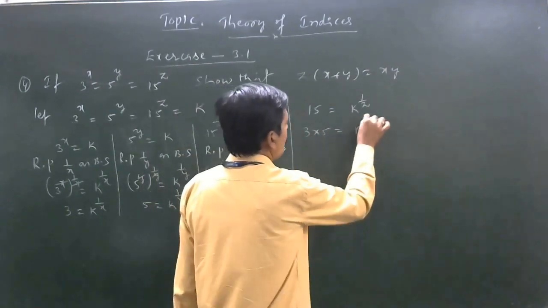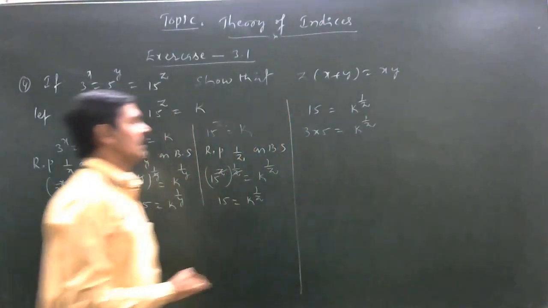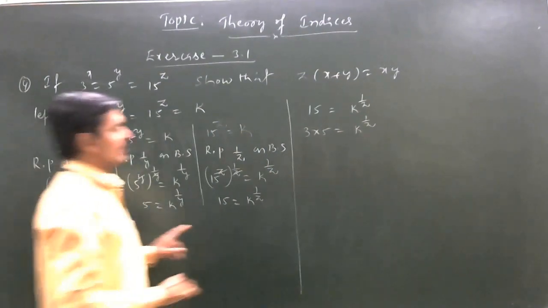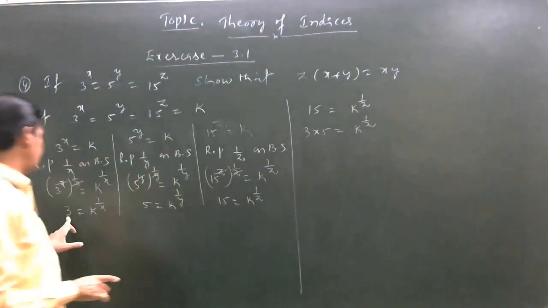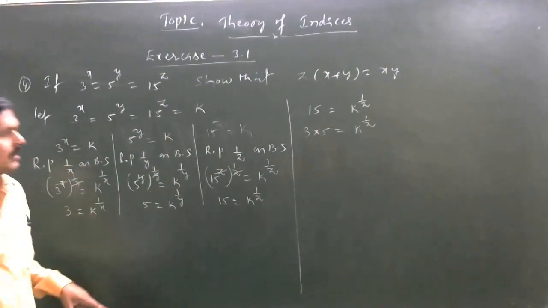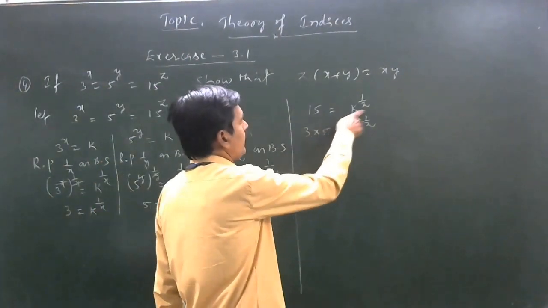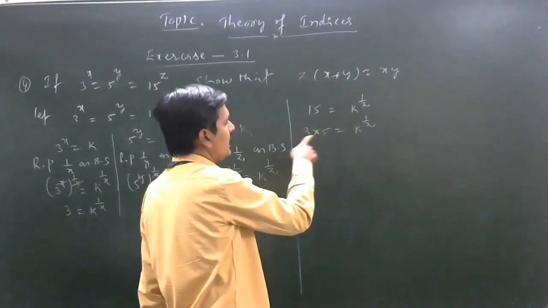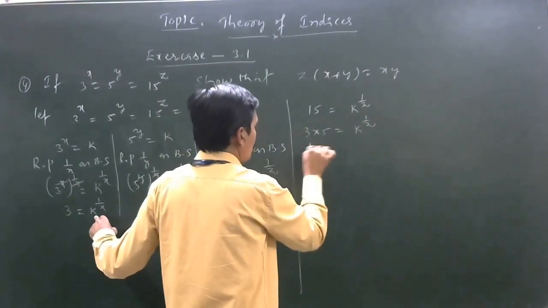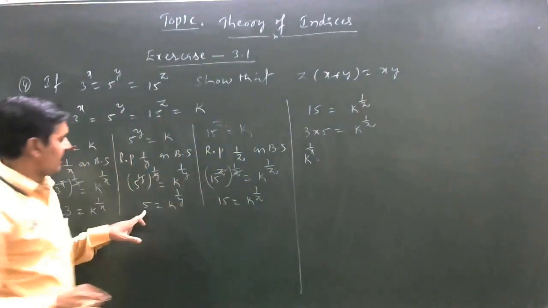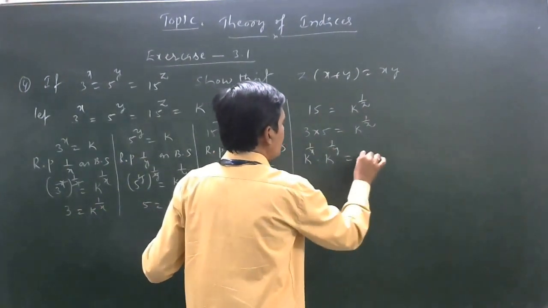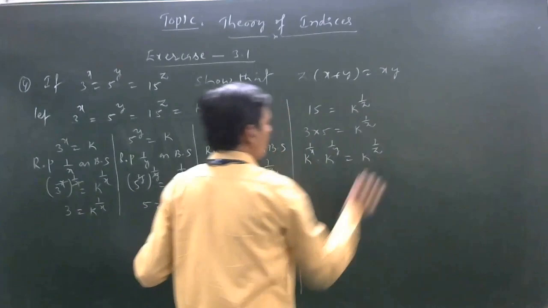Here k power 1 by z. What about the value of 3? Put in this equation, in the place of 3, k power 1 by x, and in the place of 5, k power 1 by y. Here 15 is equal to k power 1 by z. 15 can be written as 3 into 5. What about the 3 value? K power 1 by x. What about the 5 value? K power 1 by y. It is equal to k power 1 by z.